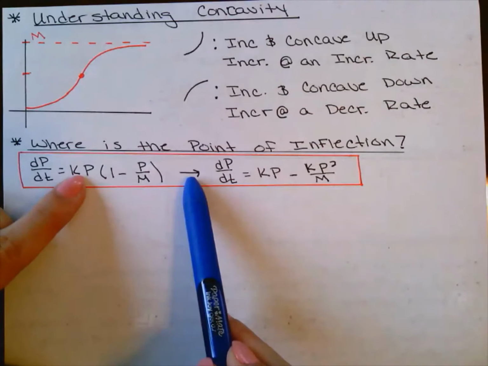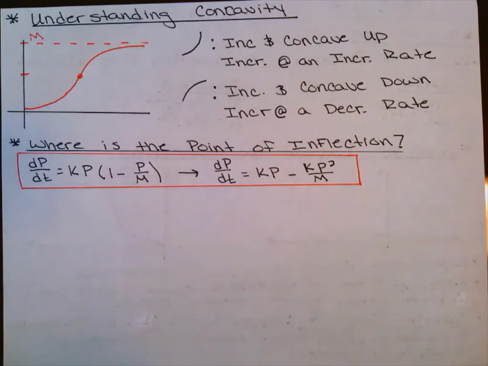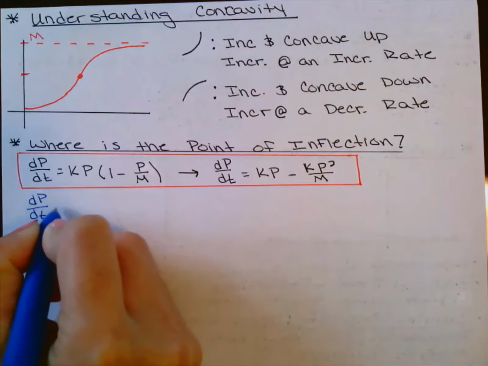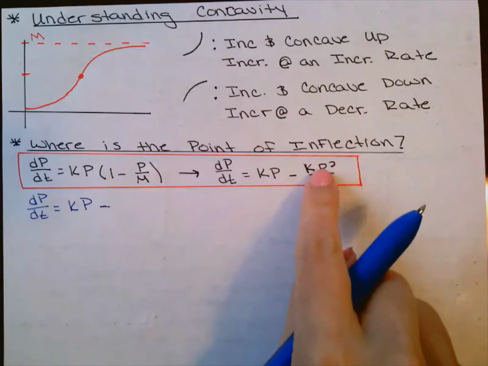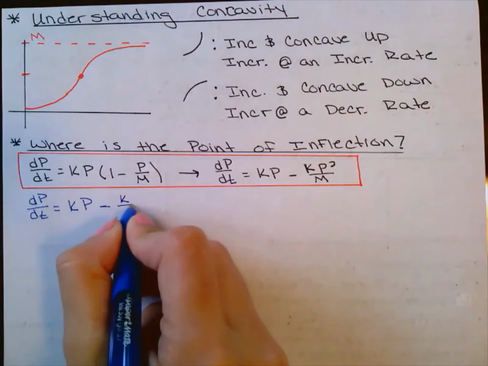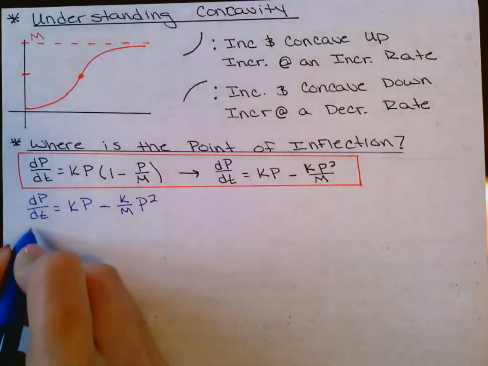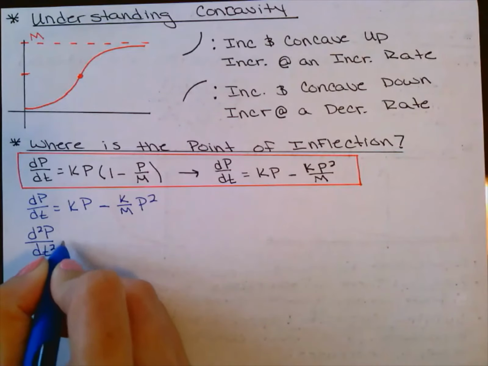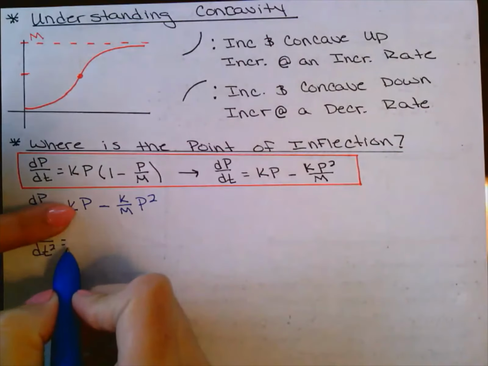I took a moment and I distributed the K and the P, in order to just use power rule, okay? So now, I'm going to rewrite it one more time. I'm going to say dP/dt equals K, which is going to be a number, times P, my variable, minus, if P is the variable, I'm going to write K over M as the coefficient, and then P squared. So now when I go to do the derivative, this is the second derivative, which is where I find concavity and points of inflection. I'm going to do power rule, but remember that you're going to have to do this implicitly, okay?